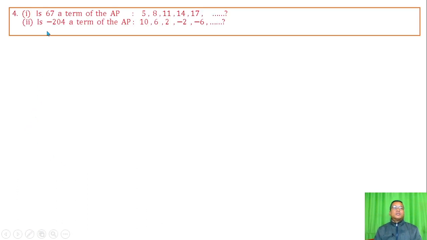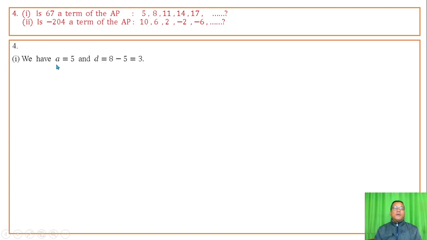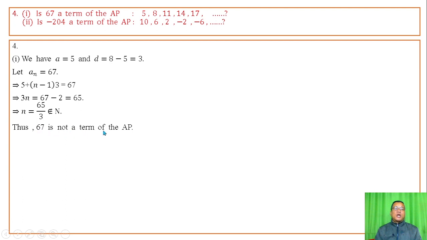Question number 4. Is 67 a term of the AP? We have a is 5, the first term is 5, and the common difference is second term minus first term, that is 3. Let a_n equal 67. The formula for a_n is a plus (n minus 1) times d, whose value is 3, equal to 67. Solving for n, we get n equal to 65 by 3, which is not a natural number. Thus 67 is not a term of the AP.